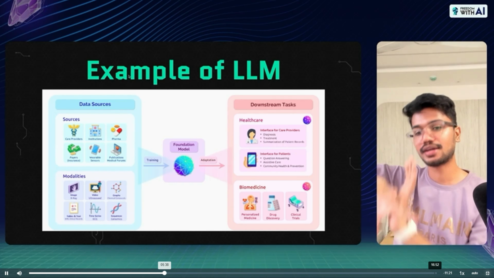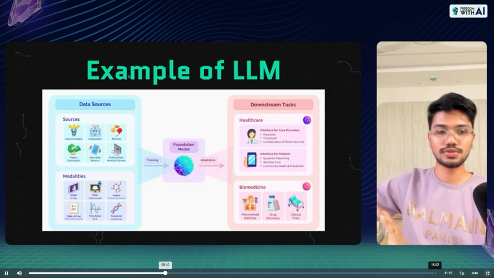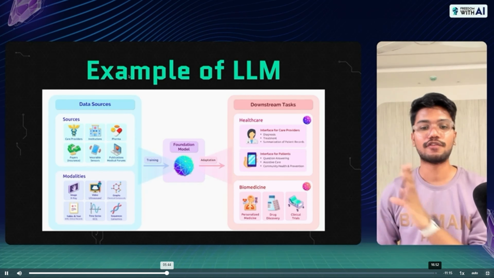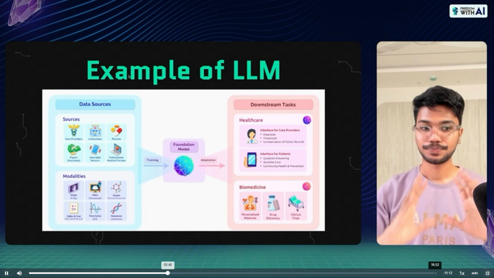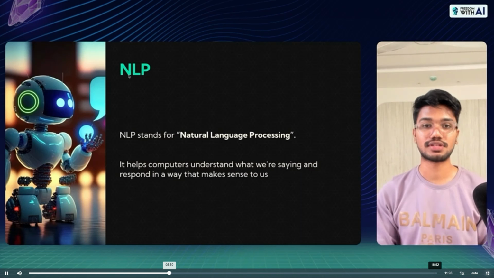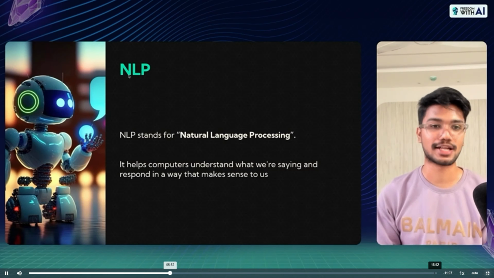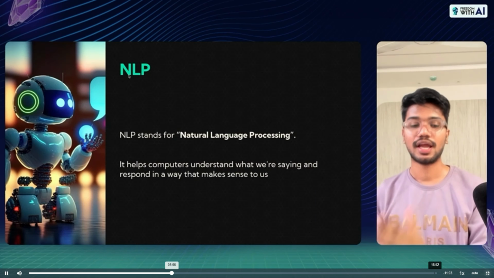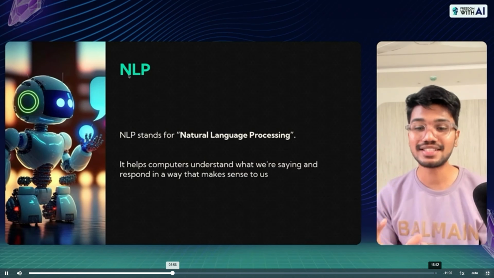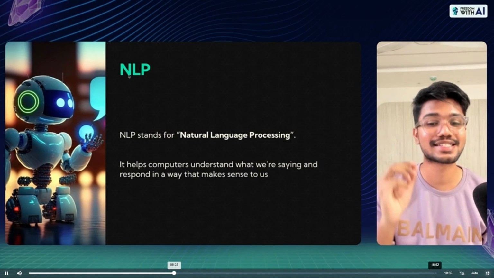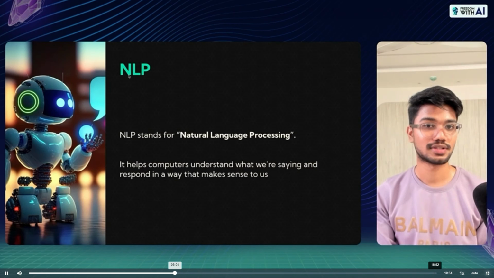To get AI to do all these use cases, we need a lot of data to be fed into this machine learning foundation model. So that's how LLM works, and that's one example of it. Now the next buzzword is NLP. NLP stands for natural language processing. It helps computers understand what we are saying and respond in a way that makes sense to us, right?